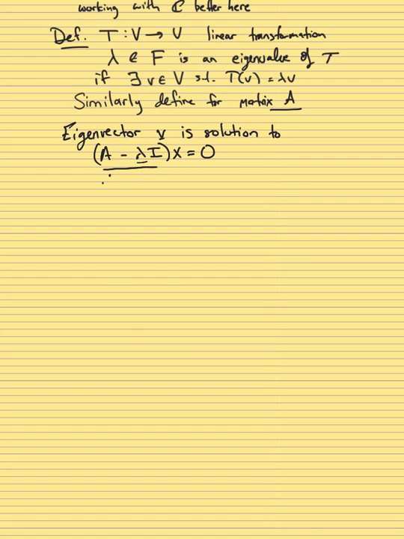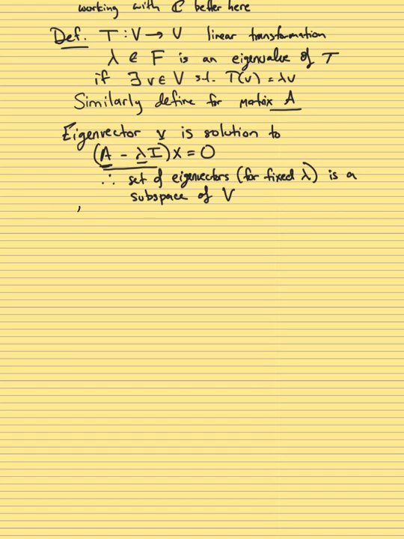What this says is that the set of eigenvectors for a fixed eigenvalue lambda is a subspace of V. And you can do this in exactly the same way with transformations. Just take T minus lambda times the identity transformation. That's all that is doing.